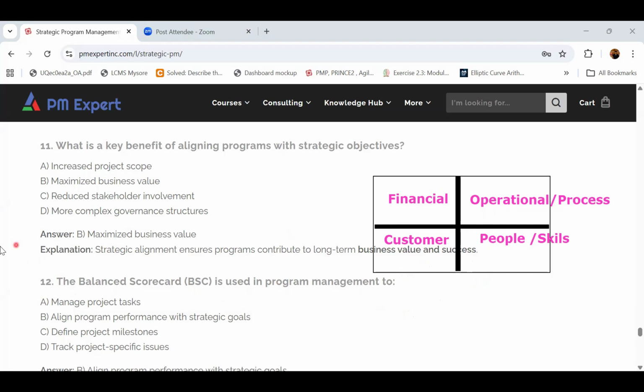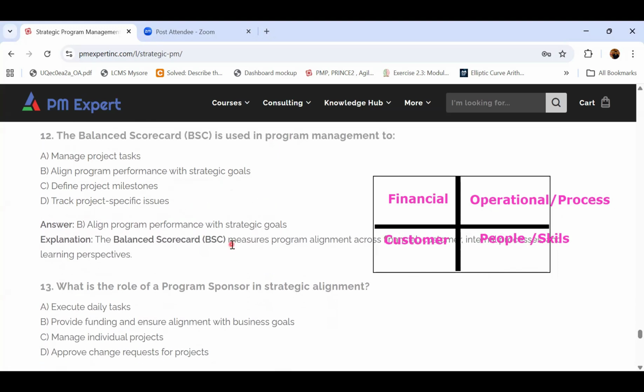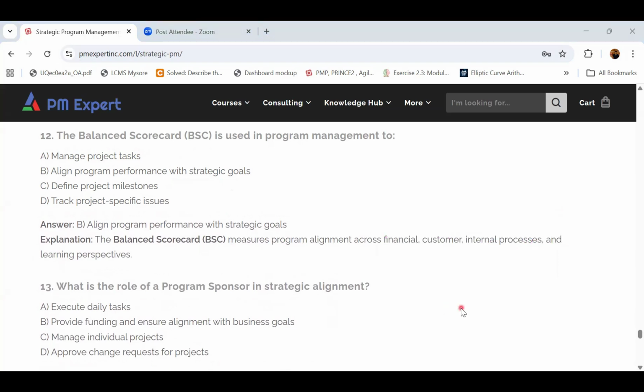Shall I remove this? Perfect. Okay. Now, the next question: what is the role of a program sponsor in strategic alignment? I'm repeating it again. I have told this on the first day also, that a program is owned by the program sponsor. The program is not owned by the program manager, right? Who is the actual person accountable for the success of the program? The sponsor, guys. Bravo. And the sponsor is a part of the governance board. He's the person who will secure the funding. Bravo is the answer, right?